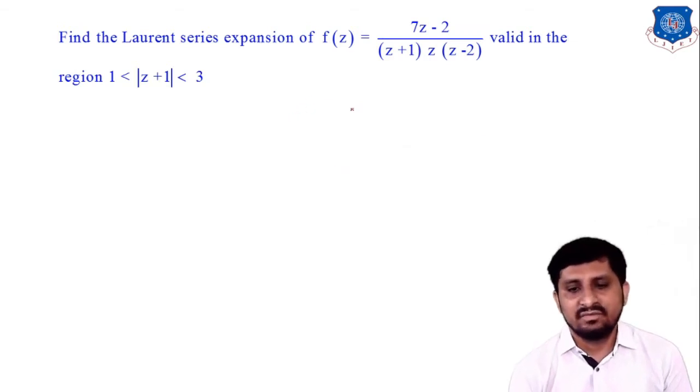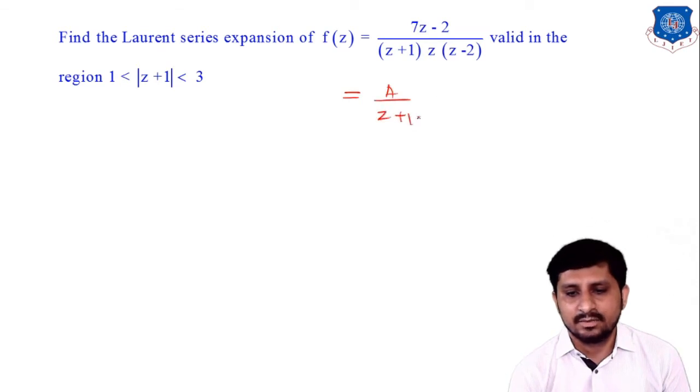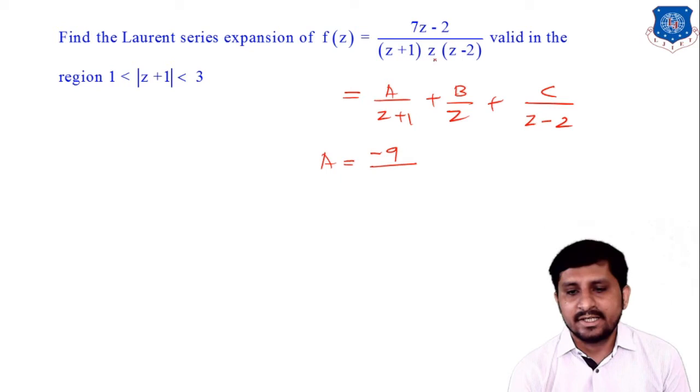Now first of all I want to write it in partial fraction form: a upon z plus 1 plus b upon z plus c upon z minus 2. To find the value of a, you take z equal to minus 1. So 7 into minus 1 is minus 7, minus 2, minus 9 in the numerator. In the denominator, minus 1 into minus 3, so 3. So a is equal to minus 3.